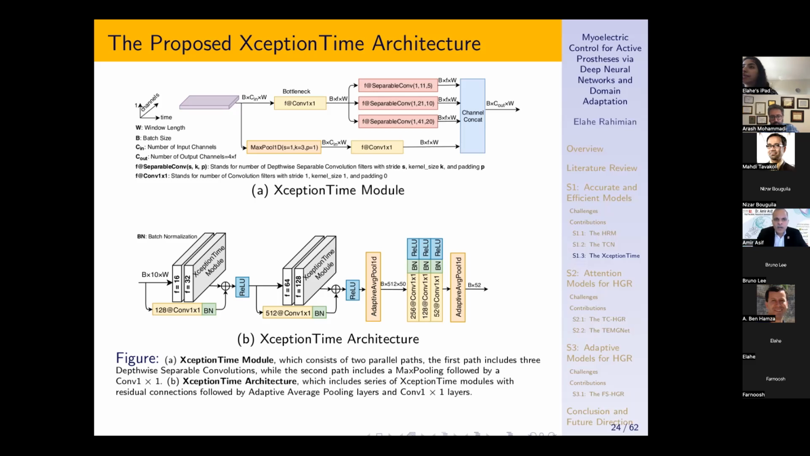And another thing is that we wanted to have an architecture that is independent of the window size. So we are using adaptive average pooling instead of a fully connected layer. When we are using adaptive average pooling, it means that if you change the window size, it is not necessary to change or reconfigure the architecture. And another important point here is that adaptive average pooling doesn't have any parameter. So it means that this is another step to reduce the number of parameters.